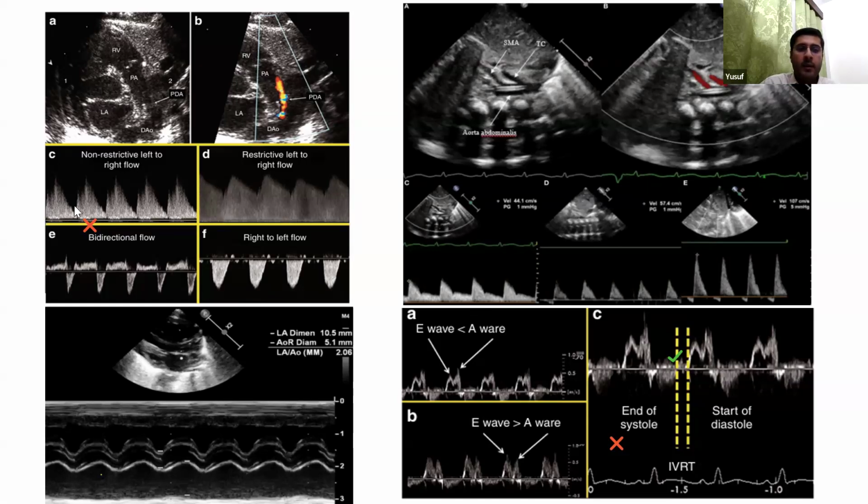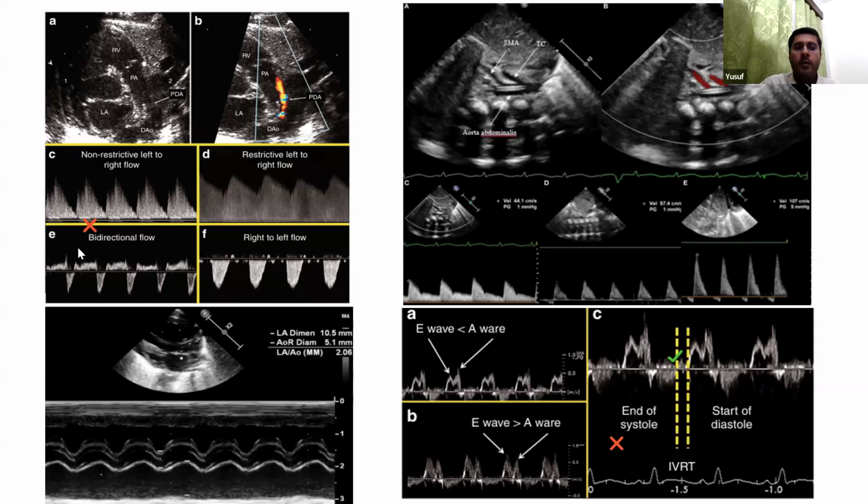So what is there? Basically, the difference between the systolic and diastolic velocity should be less than 30%. However, if it is more than 30%, that waveform we should not treat. So this is basically a restrictive flow. So we have to treat a non-restrictive PDA and not a restrictive PDA.